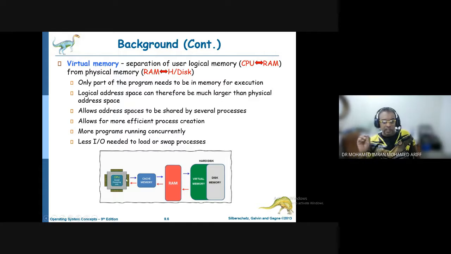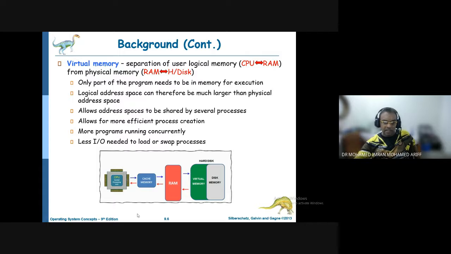Okay, so the CPU only knows logical memory. It does not know physical memory. So that is why inside paging, we do a calculation to convert logical memory into physical memory. Okay, so point number 2, logical address space can thereafter be much larger than physical address space. So logical address space is always larger than your physical address space.